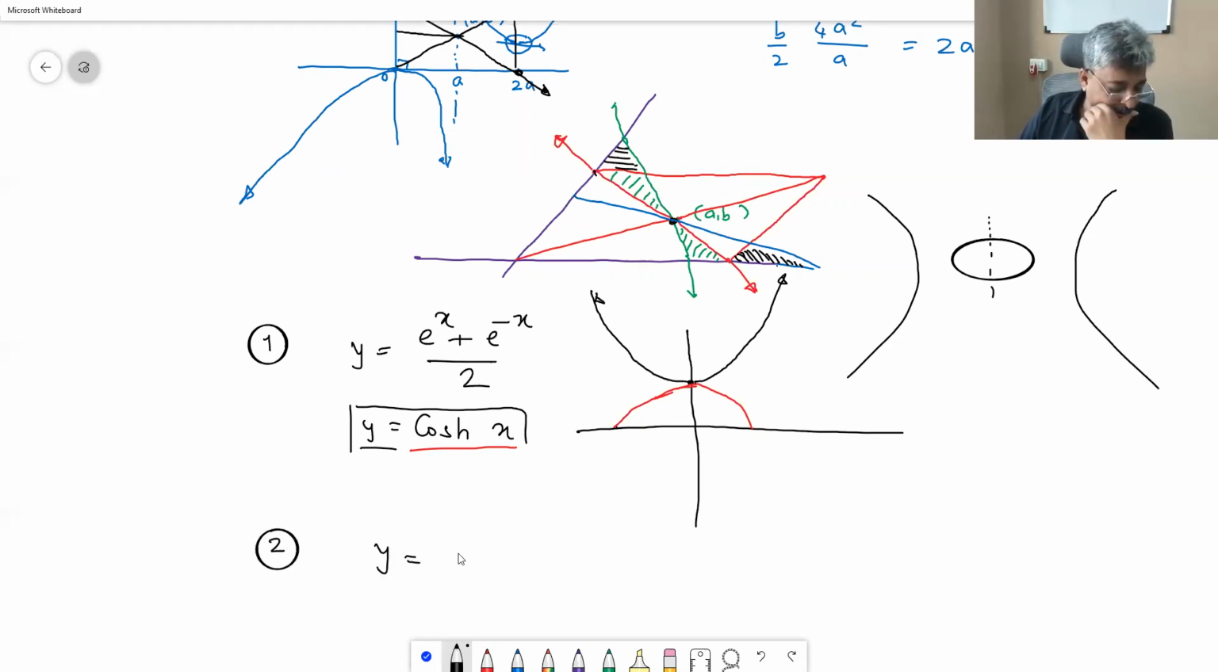Sketch y is equal to e raised to x minus e raised to minus x upon 2.